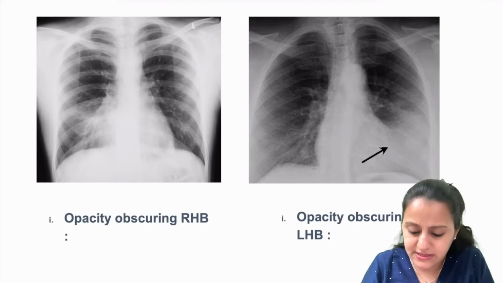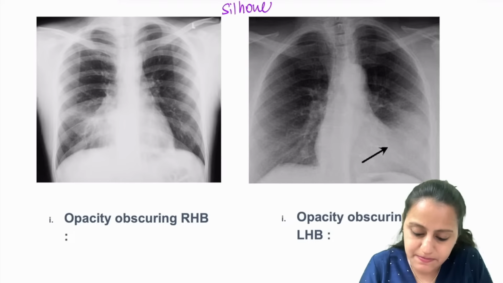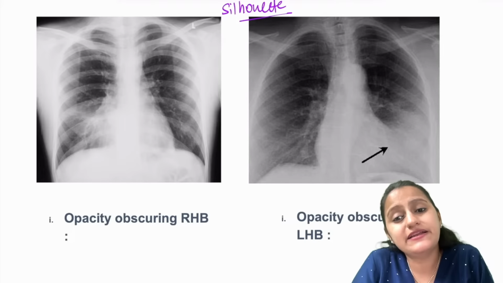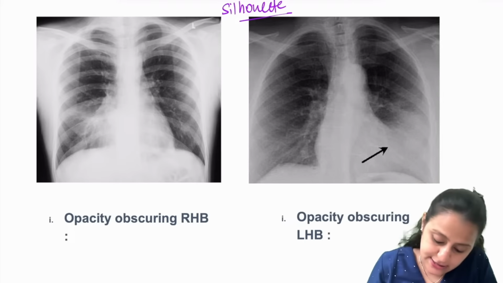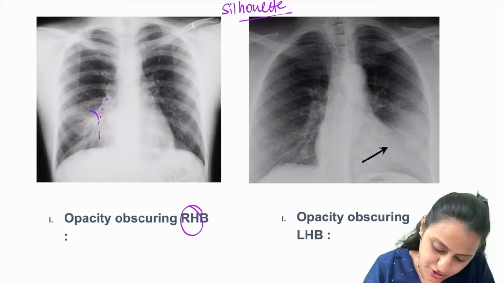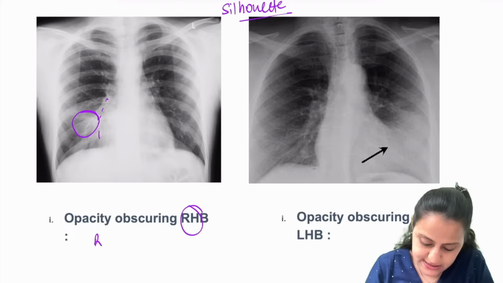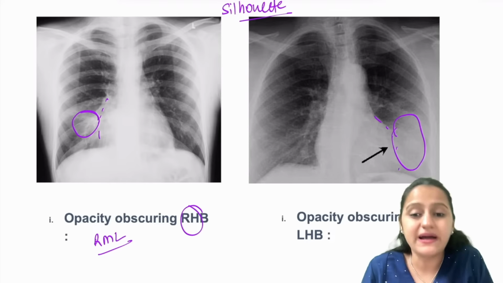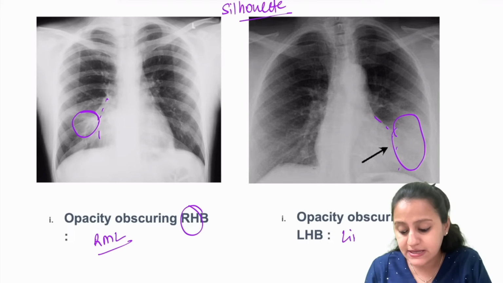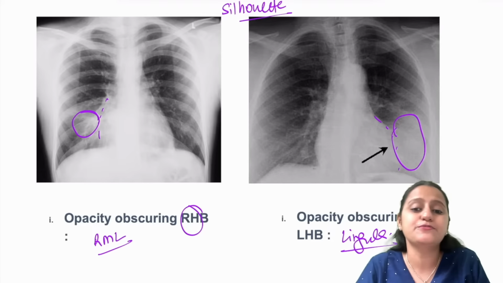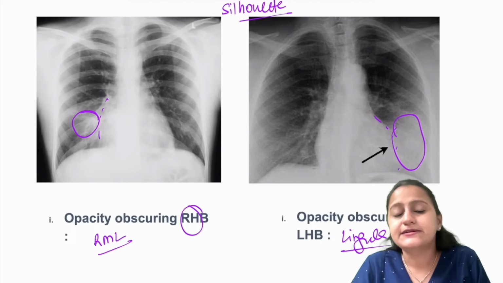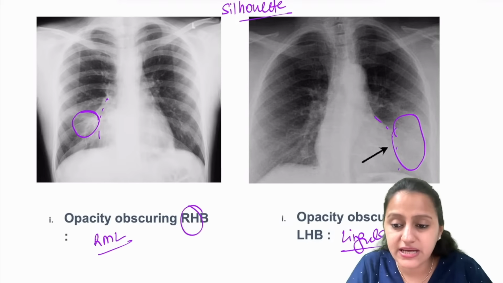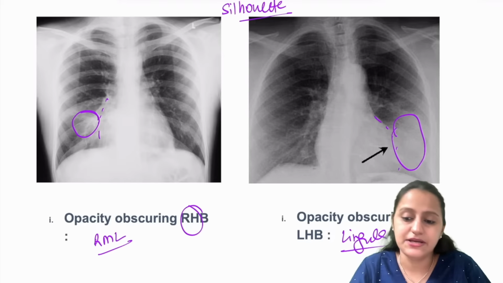Going to the next one, the sign, that is the Silhouette sign. Depending on what border is obscured by a pathology, you identify what lobar pathology it is. So if the right heart border is obscured by a pathology, it is the pathology in the right middle lobe. If the left heart border is obscured by a pathology, we do not have a left middle lobe. Corresponding to that is lingula. So right heart border gone, it is going to be right middle lobe, left heart border is lingula. Okay.